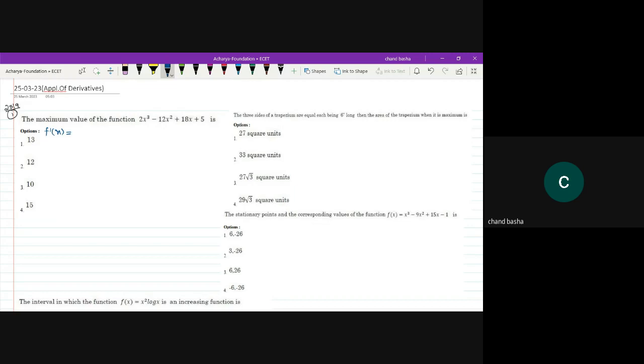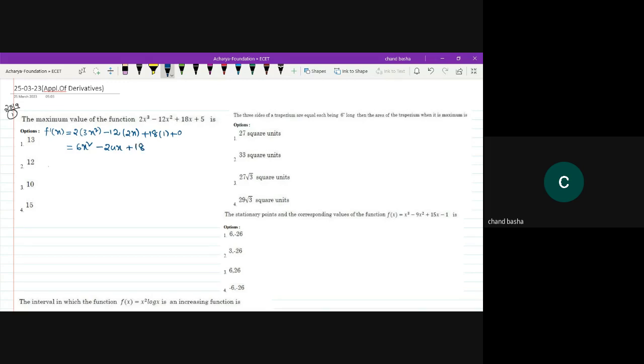Differentiation. What is the differentiation of x cube? 3x square. Minus 12 will be outside; differentiation of x square is 2x. 18 outside; differentiation of x is 1. And differentiation of 5 is 0. So f dash of x is equal to 6x square minus 24 times x plus 18.